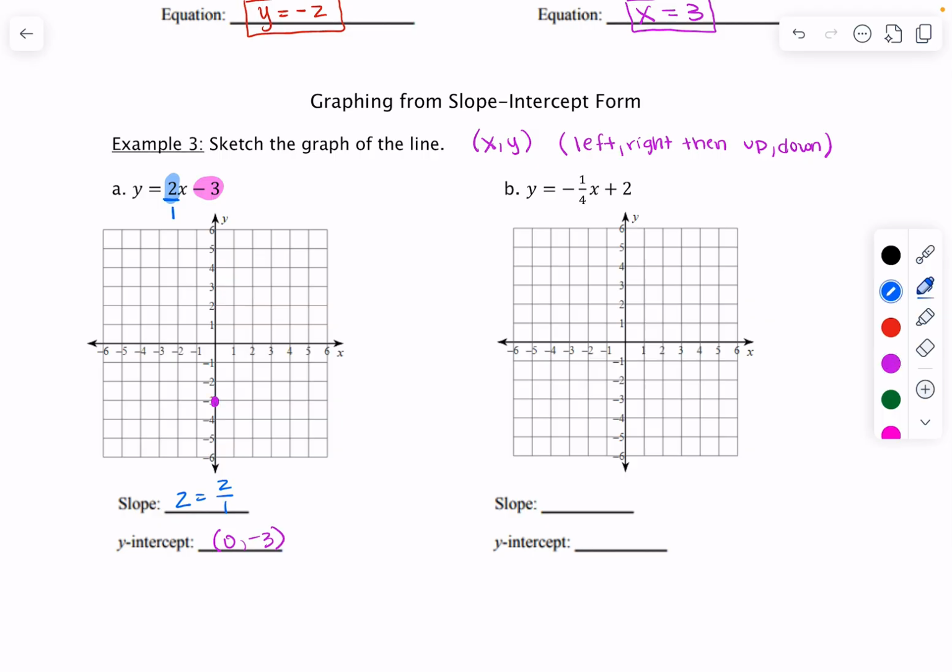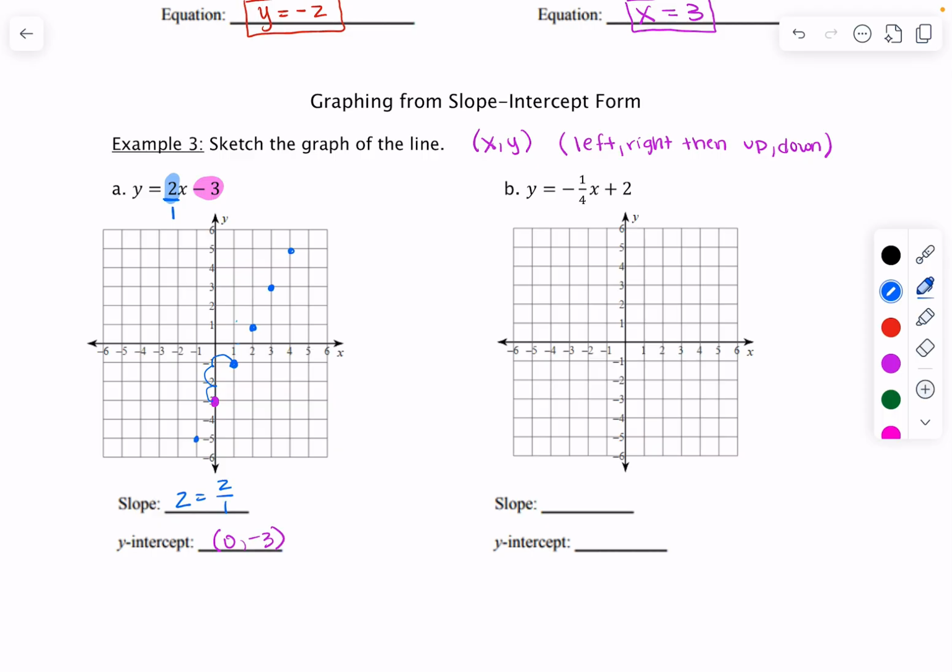And then my rise over run is I'm going to go up 2, over 1, make a dot. And I'm going to do this again over and over until I fill the whole grid. So up 2, over 1, up 2, over 1, up 2, over 1. And I'm even going to go down 2, over 1.